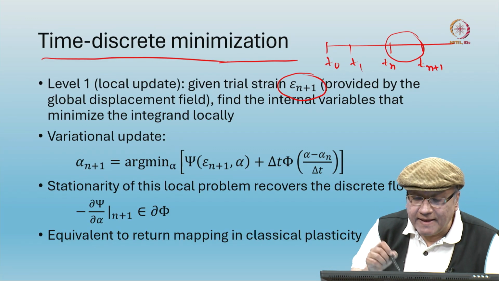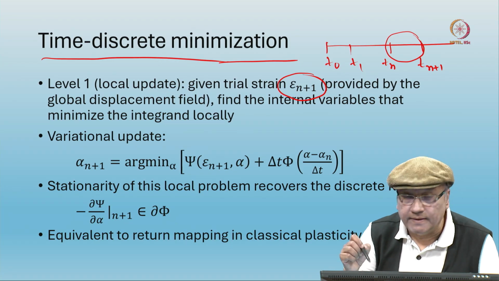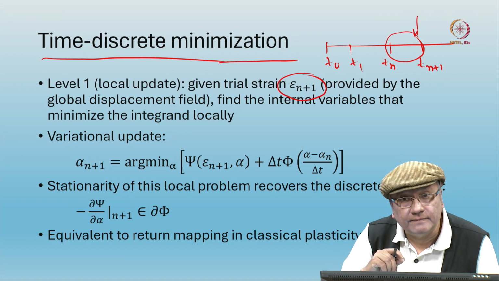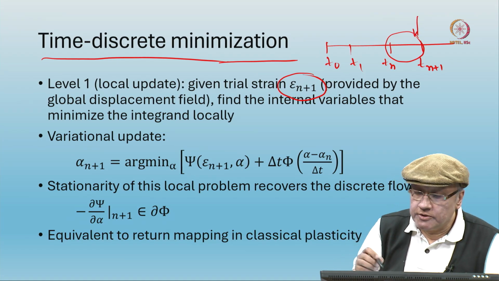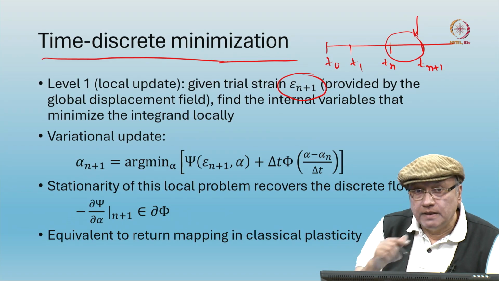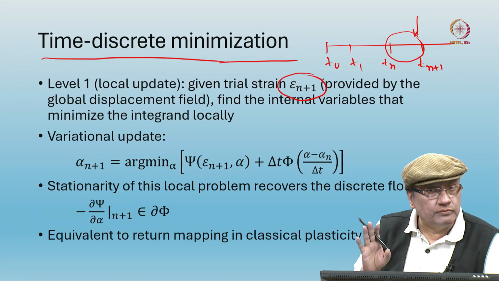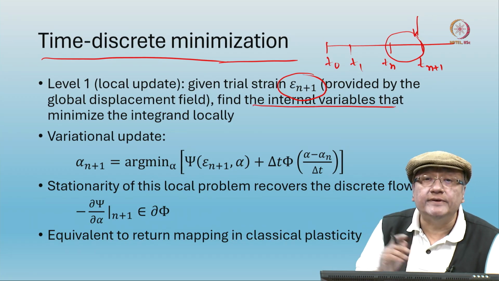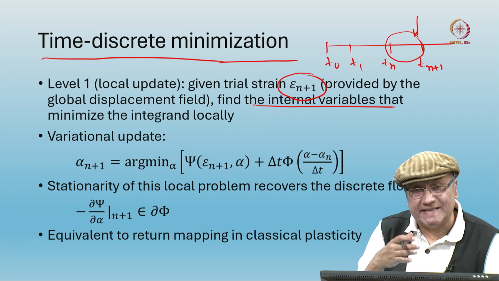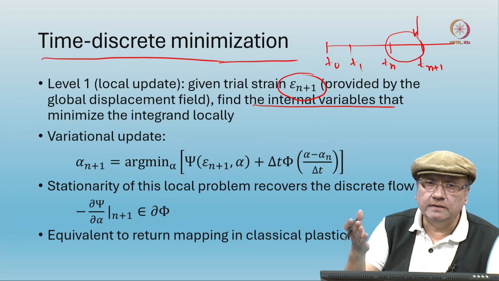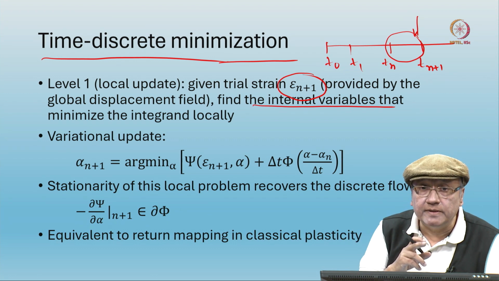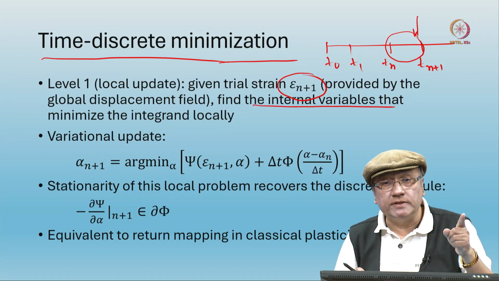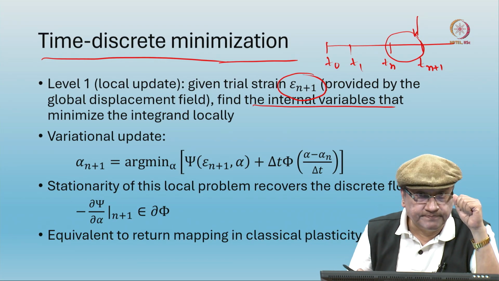So, given the trial strain epsilon n plus 1, my objective is to find everything here at Tn plus 1. So, given epsilon n plus 1 provided by some means we will come to, find the internal variables. What are the internal variables? Like the plastic strain, then the hardening variables. These are the internal variables which actually describe the microstructural changes that are contingent upon the evolution of plastic flow.